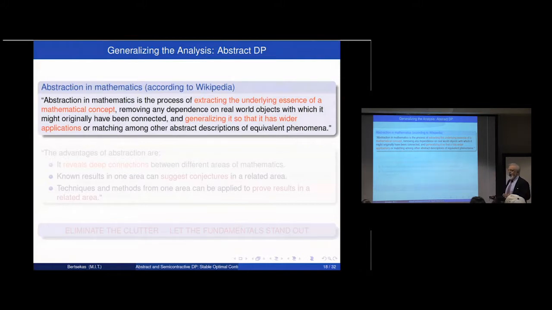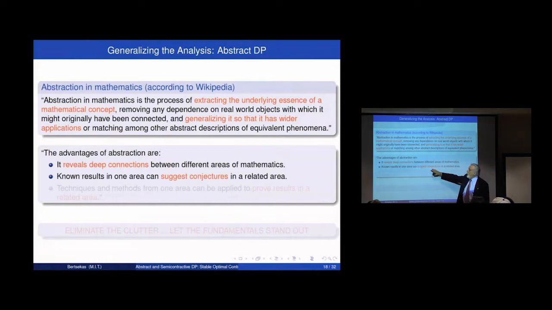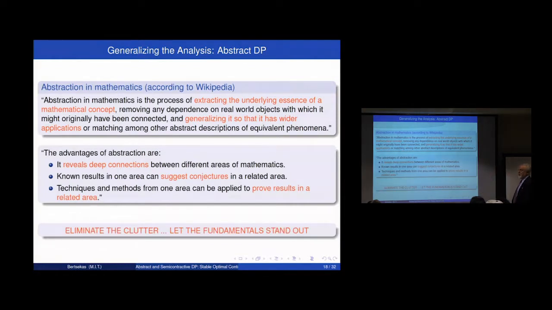So abstraction allows us to look at the picture without any clutter of assumptions that are unnecessary, reference to particular applications, and so on. Now, Wikipedia goes on and mentions the advantages of abstraction. It reveals deep connections between different areas of mathematics. Known results in one area can suggest conjectures in a related area. Techniques and methods from one area can be applied to prove results in a related area. So in a nutshell, we eliminate the clutter and let the fundamentals stand out. And that's our objective here.